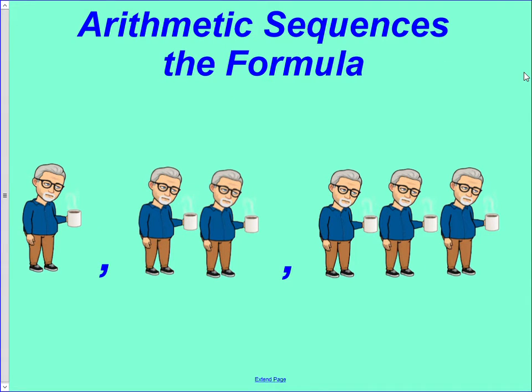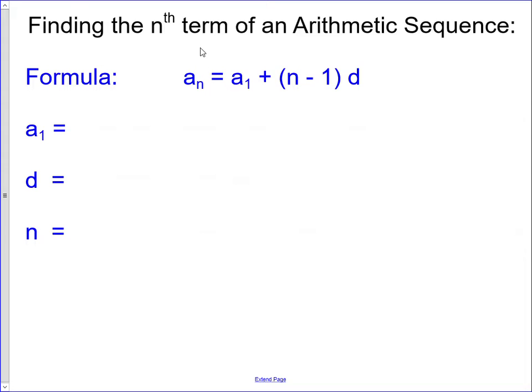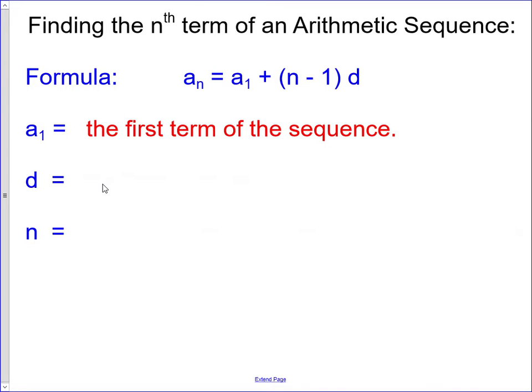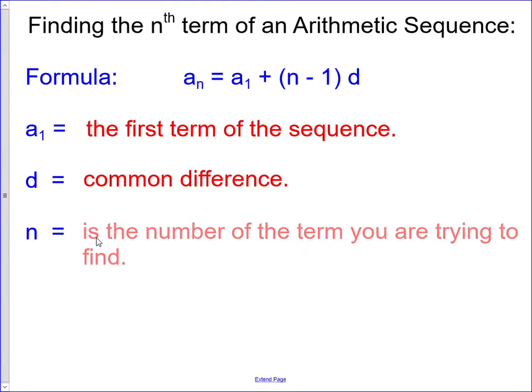Alright, today we're going to talk about arithmetic sequences and the formula that goes with it. So let's take a look at the formula. The formula says a sub n is equal to a sub 1 plus the difference of n and 1 times d. To use this formula, we're going to need to know what these terms mean. A sub 1 represents the first term of the sequence, d represents the common difference, and n represents the number of the term you're trying to find.